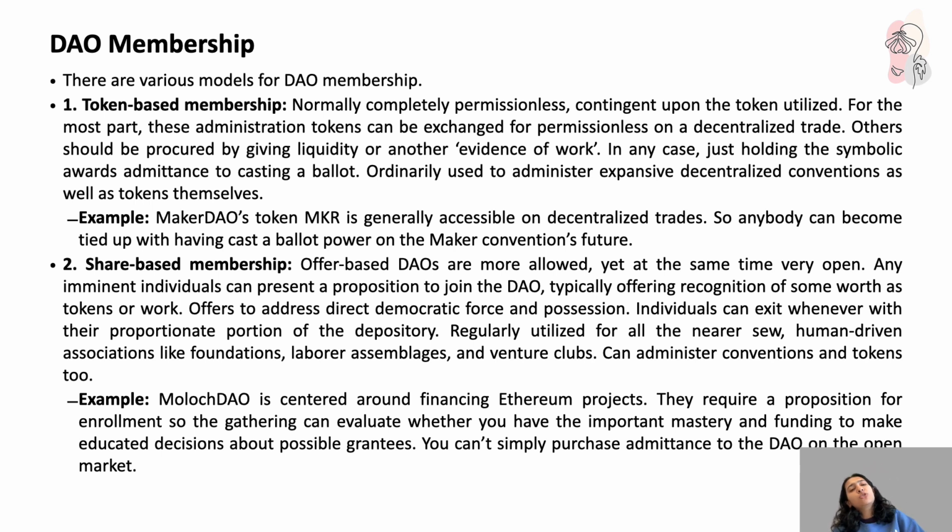The first one goes by the token-based membership, and the other one goes by share-based membership. So, token-based membership, we have been reading about it, we've been talking about it since this point. What it says is that this model is usually completely permissionless, right? Anyone can become a member simply by acquiring the governance token, and that token you can either buy, because we're also raising funds selling those tokens, you can buy it on a decentralized exchange, or also by earning it.